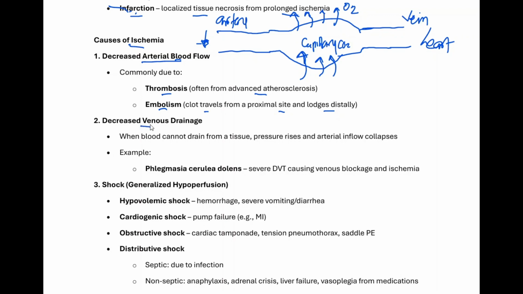The next one is decreased venous drainage. If there's a blockage on the venous side and it can't drain the blood, that means the blood from the arterial side will not be able to come into the capillary to allow oxygen to be released to the tissue. So when the blood cannot drain from a tissue, pressure rises and arterial inflow collapses. A big example of this is phlegmasia cerulea dolens, which is severe DVT causing venous blockage and ischemia. As you know, the treatment for deep venous thrombosis is what?